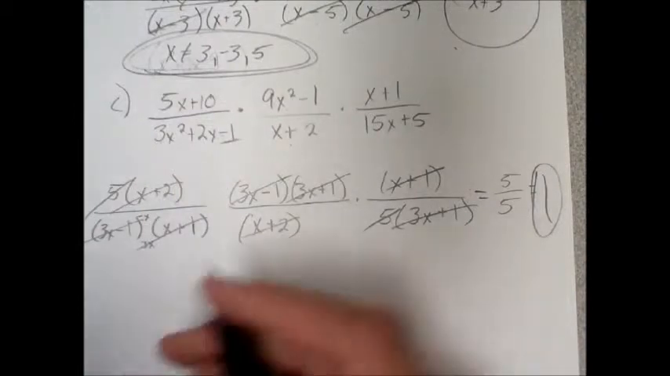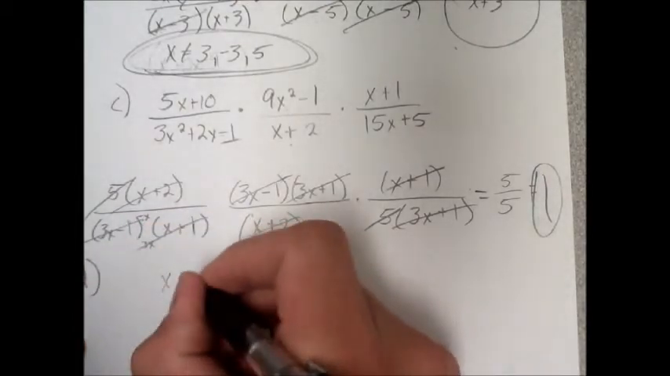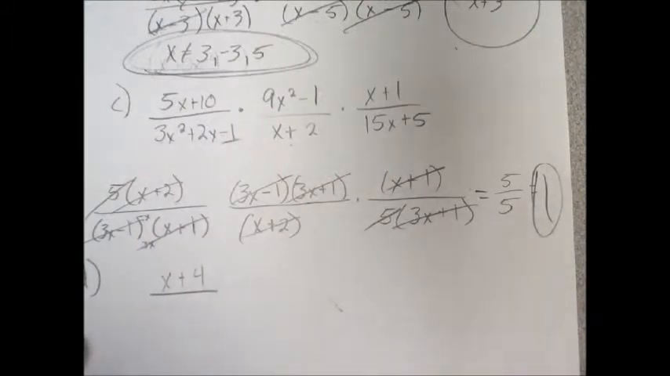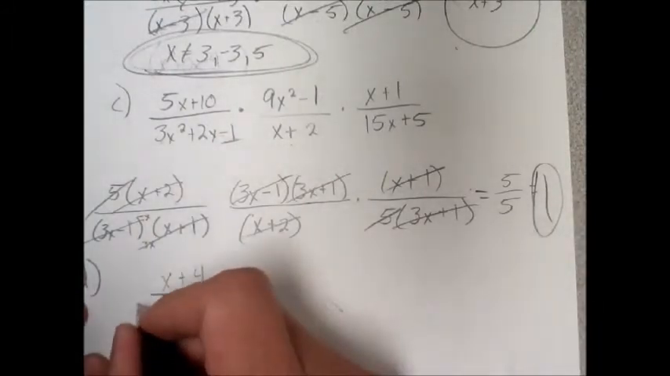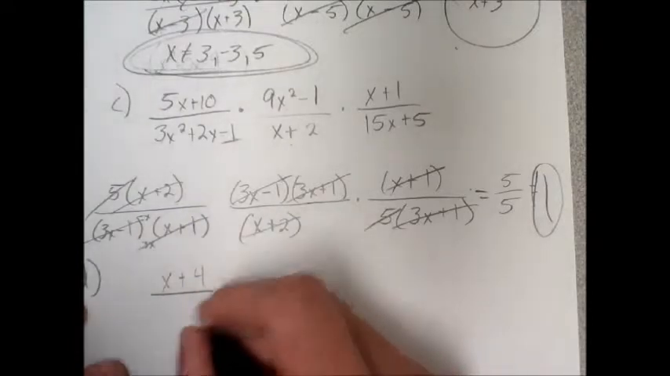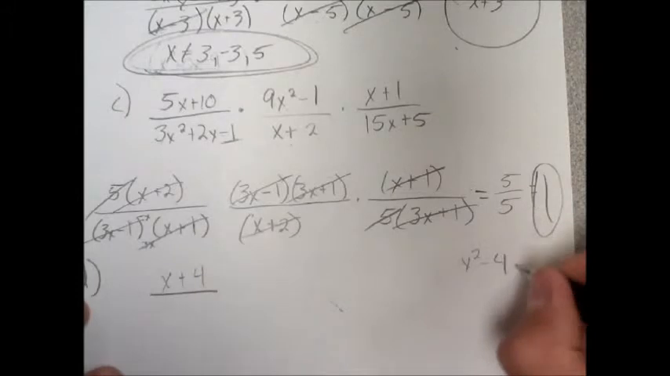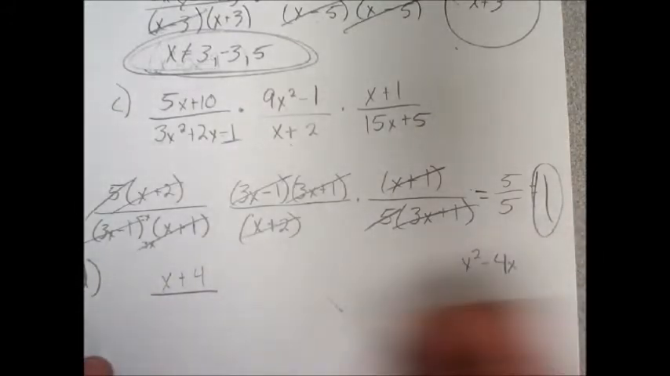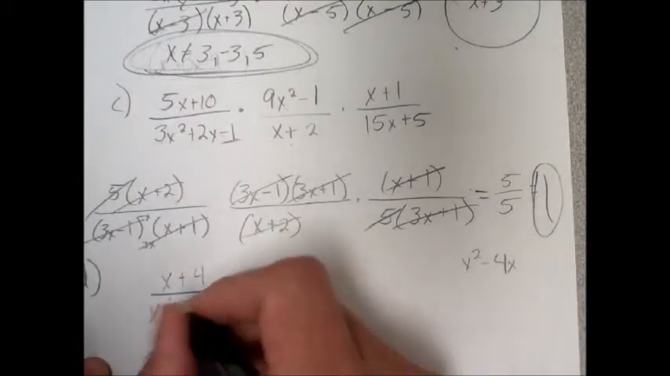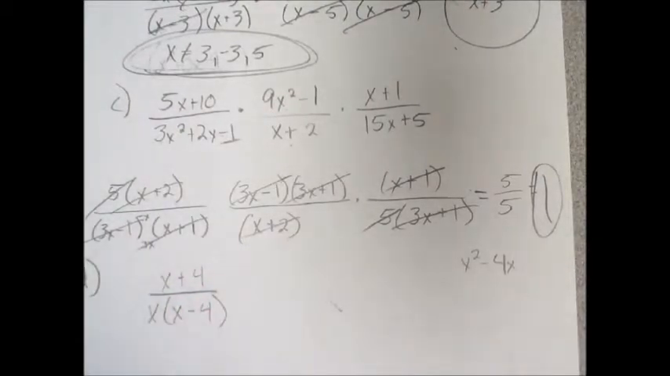Okay. On part D, the top is x plus 4, right? The bottom is x squared minus 4x, so I need to factor that out. What can I factor out of this? I can factor out an x. So x is on the outside. I'm left with x minus 4, right? So that part was easy.